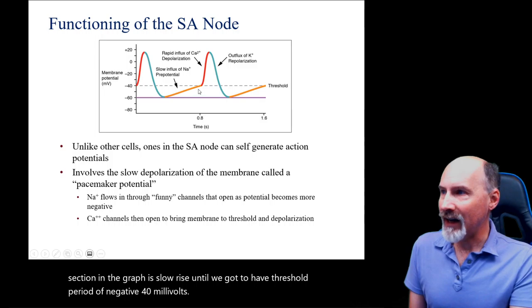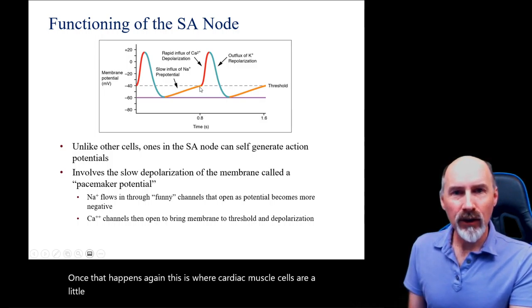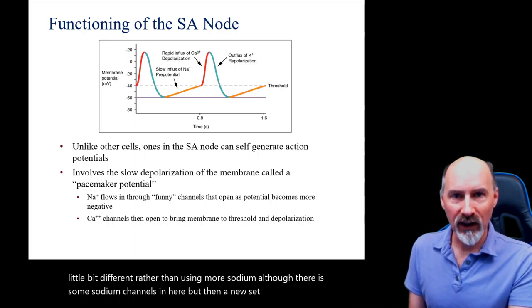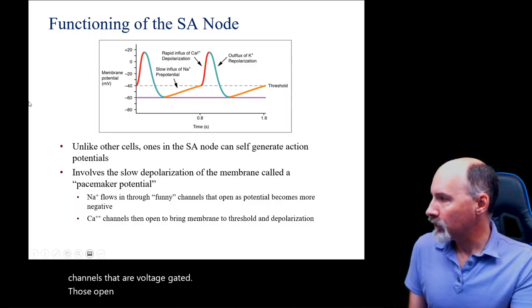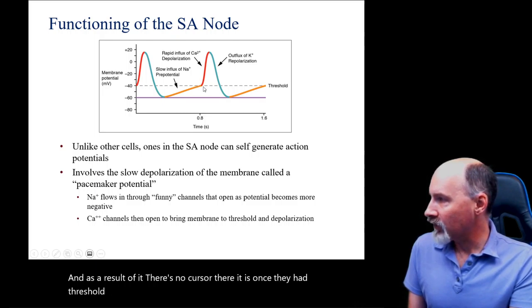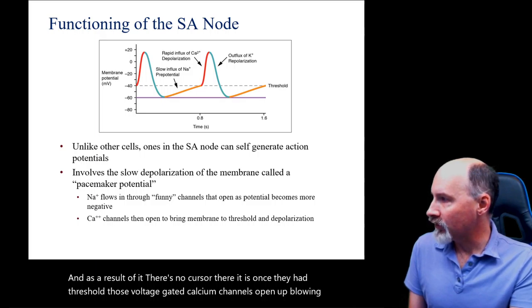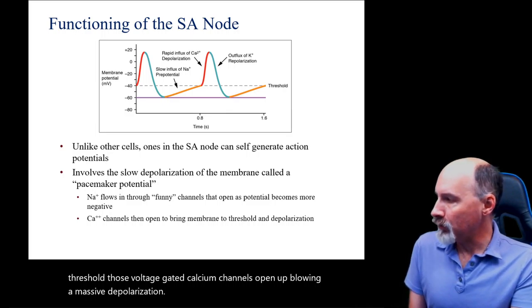Once that happens, this is where cardiac muscle cells are a little bit different. Rather than using more sodium, although there are some sodium channels in here, a new set of voltage-gated calcium ion channels open up. Once they hit threshold, those voltage-gated calcium channels open, allowing a massive depolarization, getting us to the peak point.